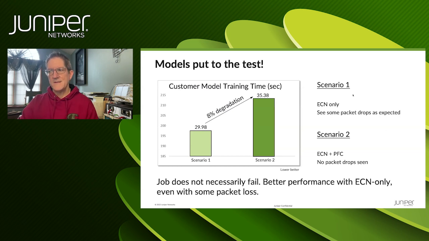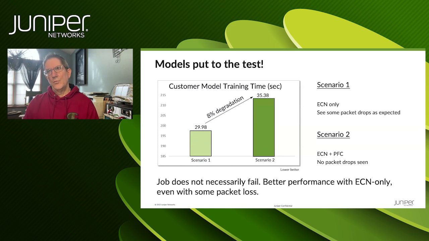The first scenario was not lossless. We only had ECN configured. We did not configure PFC. And so as expected, we saw a little bit of loss. And then on scenario 2, we configured the full DCQCN, full lossless Ethernet. And to our surprise, the job completion time increased when we went to a completely lossless network.